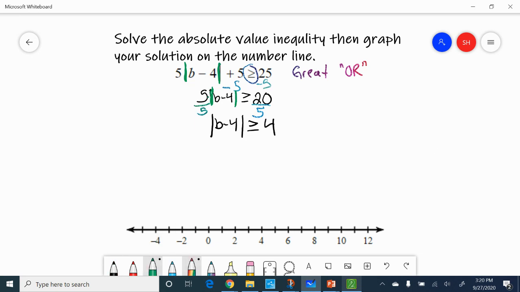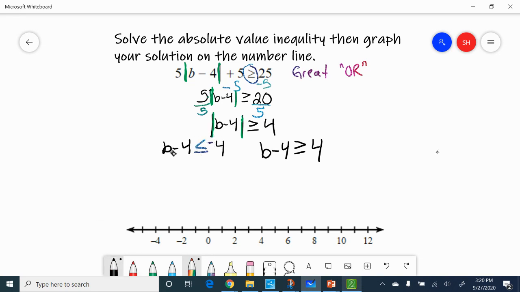And now you can see this absolute value is isolated, or all by itself. We don't have a number in front anymore. We don't have a number at the end anymore. So we're going to split it up into our two equations. We're going to do b minus 4 is greater than or equal to 4. And b minus 4 is greater than or equal to 4, and remember, this one you always want to flip it. So instead of greater than, we're going to flip it and make it less than or equal to, and you make the answer a negative 4. So with inequalities, you've got to flip it and make it negative.